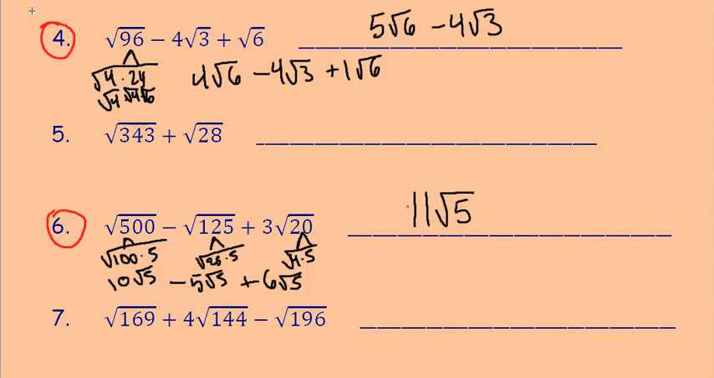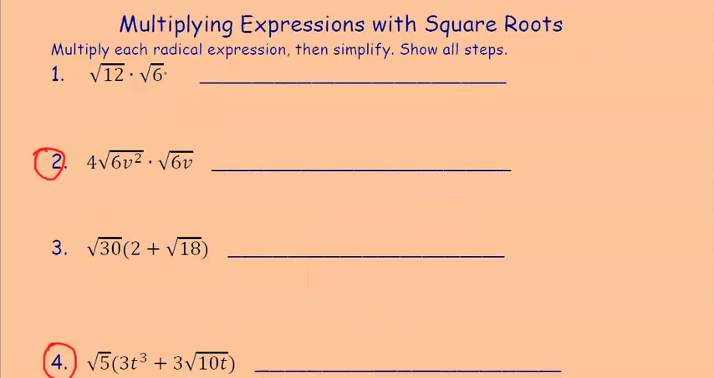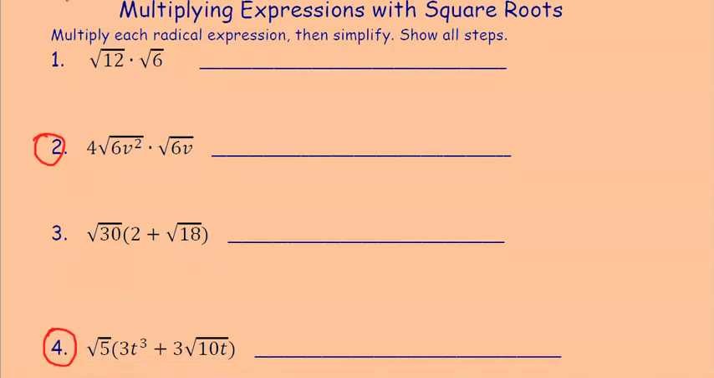Try the rest of these questions on this page on your own. Check your work and then move on to the next page. Page 26. Multiplying expressions with square roots. Multiply each radical expression, then simplify. Show all steps. Let's look at number 2.